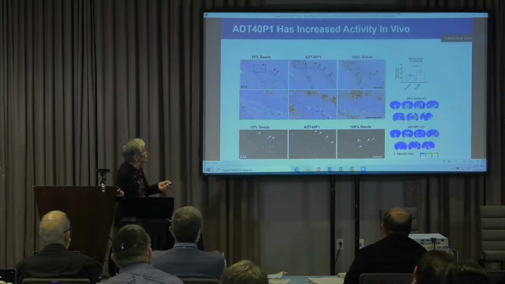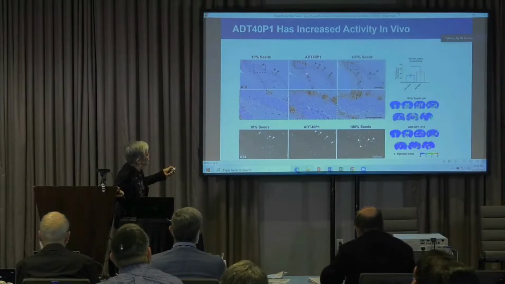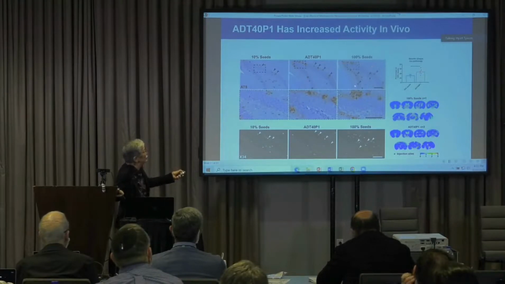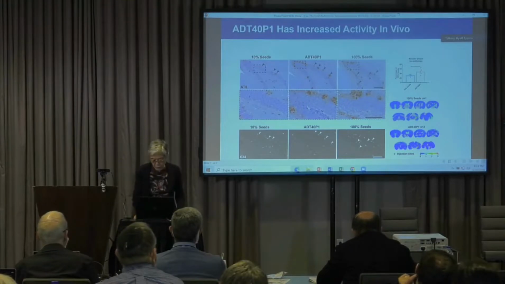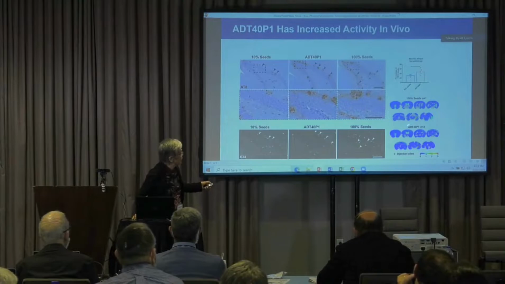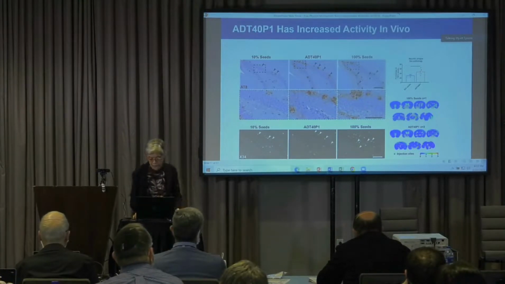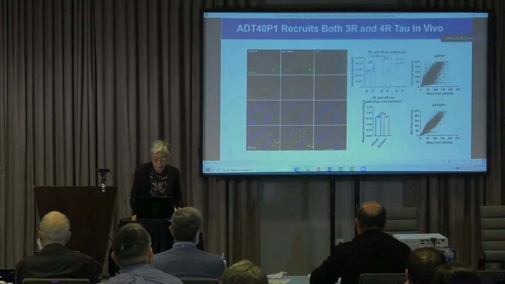And what about in vivo? So basically, you can see 10% seed, AD T40 P1, and 100% seed. You can see that the AD T40 P1 is closer to 100% seed than 10% seed. And this is some more of the thioflavin picture, or X34. So the distribution of the AD T40 P1 is not that dissimilar from the AD PHFs themselves.